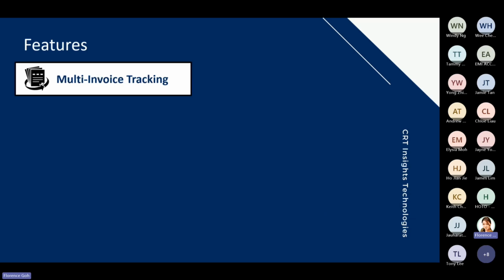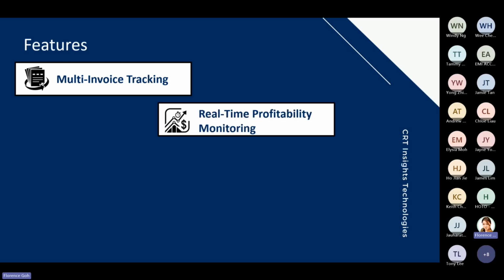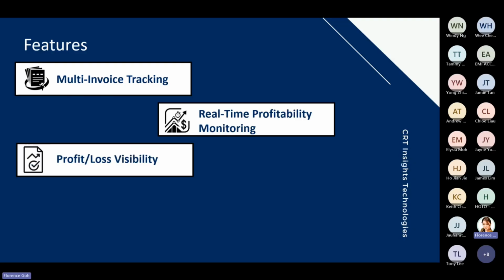Now that we have seen the challenges, let's look at how Deal Tracker transforms the way you manage profitability. With multiple invoice tracking, you can easily track multiple sales invoices under a single contract. Through real-time profitability monitoring, margin changes are visible as soon as a transaction occurs. Even at the point of sales order, before posting, it already starts tracking. You gain instant profit and loss visibility, making it clear which contracts are profitable and which are not.